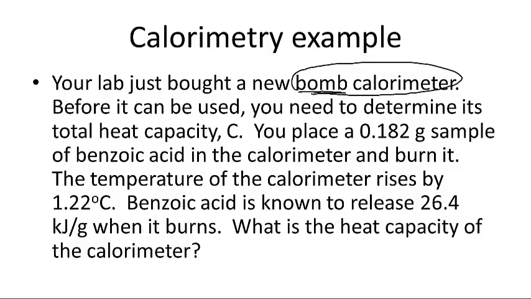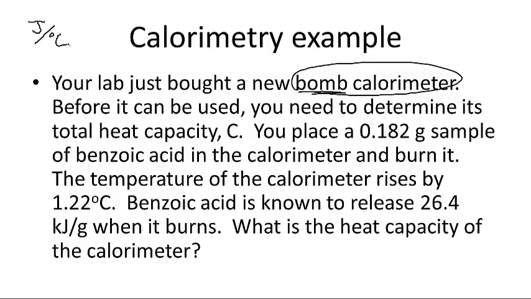So here's the thing with the bomb calorimeter. It might be called a bomb because it looks like a big, huge metal piece. Before it can be used, you need to determine its total heat capacity. The bomb calorimeter's is a total heat capacity, not a specific heat capacity. So this is C, but your C is not going to be joules per gram degree Celsius. It's just joules per degree Celsius. The mass is already taken into account.